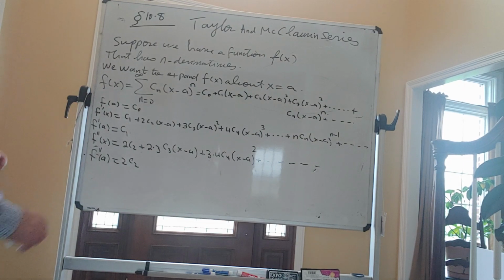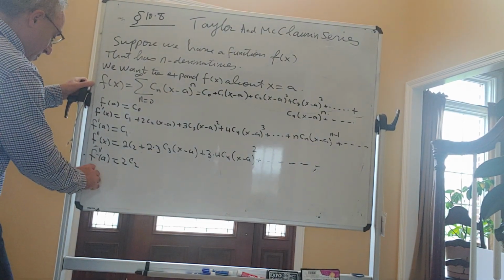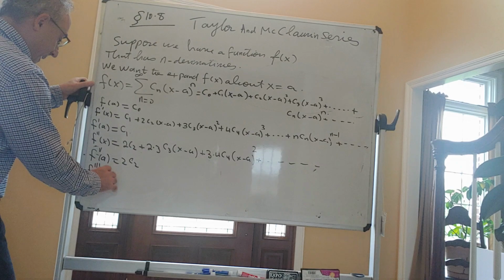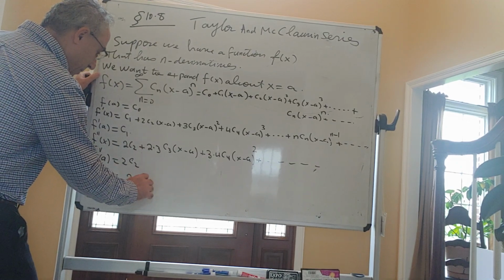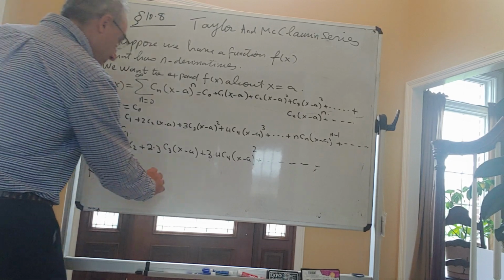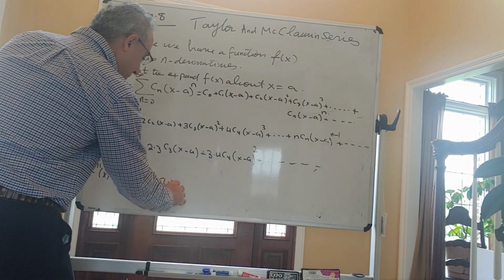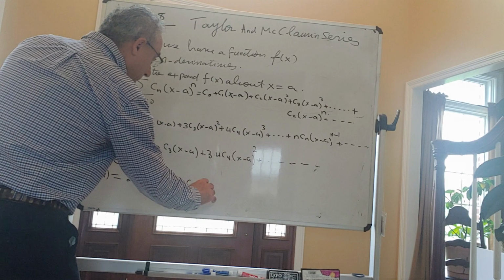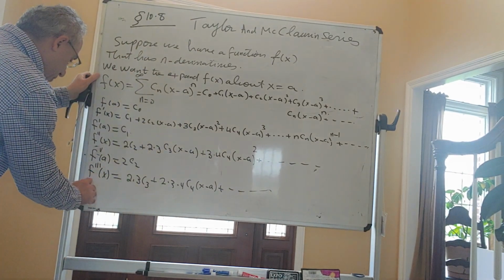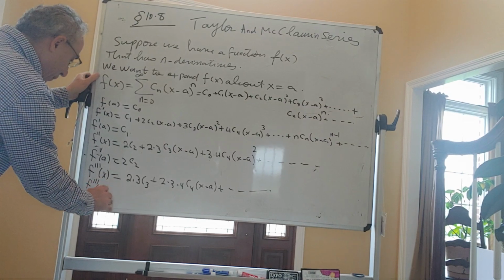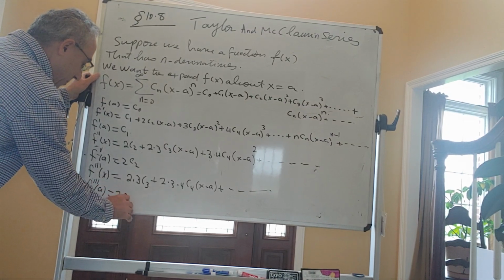All right? So now let me do f third of x, and that will be 2 times 3 times c3 plus 2 times 3 times 4 c4 (x minus a) plus more terms. If I do f third of a, I'll get 2 times 3 c3.